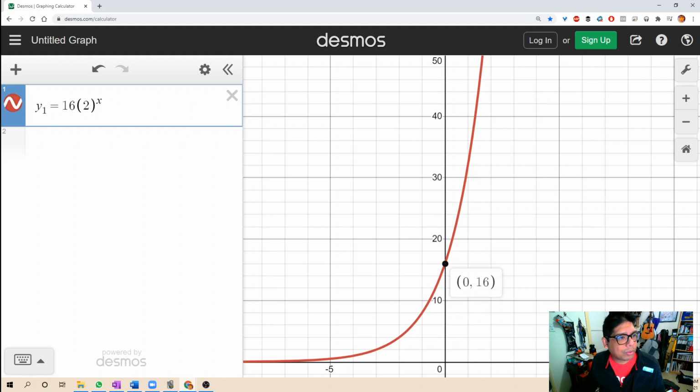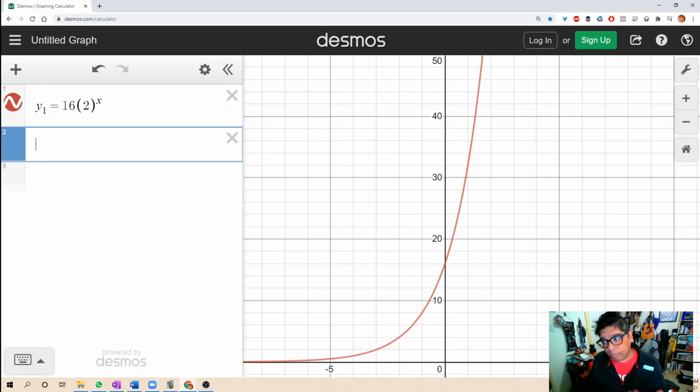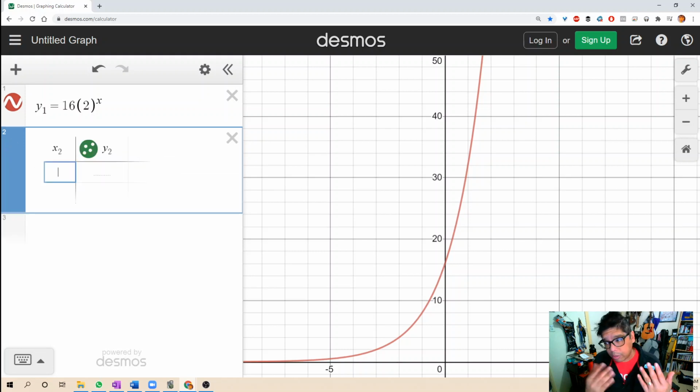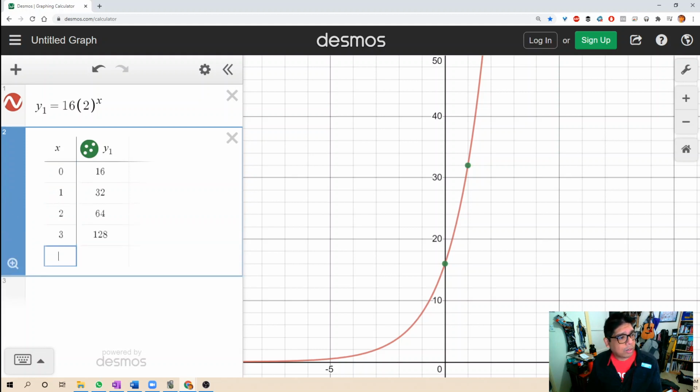Now, the next thing I want to do is make a table. This is like making that chart of values that we saw earlier in our algebra journal. So we're going to literally type the word table in here, and as soon as I hit the E, it's going to turn it into a table. I want to turn this into x and y1. We're going to put a few values here. Let's just do 0, 1, 2, 3, 4.